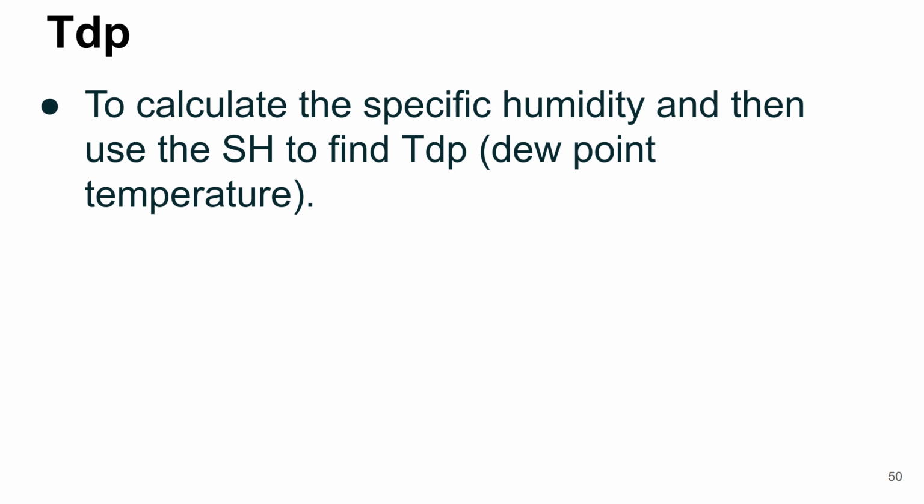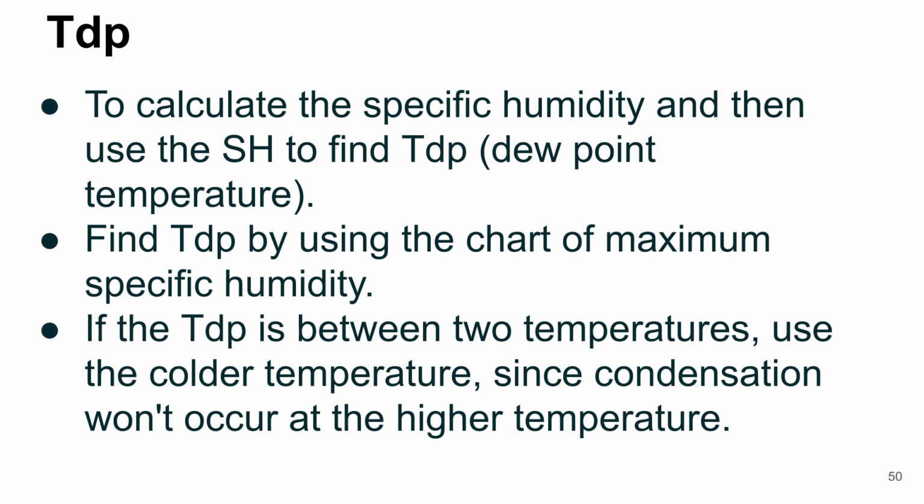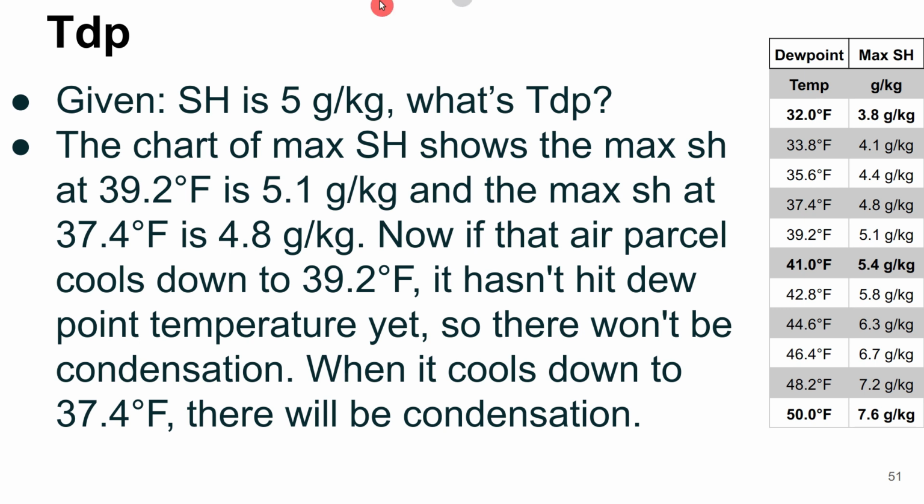You can calculate the specific humidity and then use it to find dew point temperature. You find the dew point temperature by using the chart of maximum specific humidity. If the dew point's between 2 temperatures, we're going to use the cooler temperature. So given specific humidity is 5 grams, what's the dew point? The chart shows the maximum. If we had 5.1 grams, it's 39.2. If we had 4.8 grams, it's 37.4. So 5 is between them. We're going to use 37.4 degrees as the dew point temperature given 5 grams of water vapor per kilogram of air.